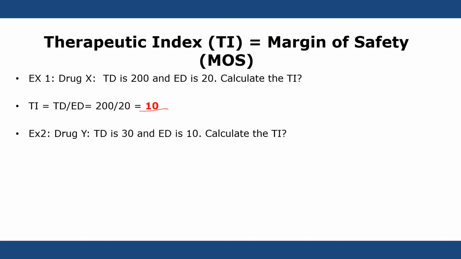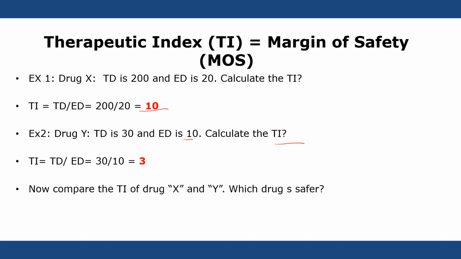Let's do another example. You have a drug Y, the TD is 30 and ED is 10. What is the TI for this drug? Go ahead and pause. All right, so the answer should be 3. 30 divided by 10 is 3.